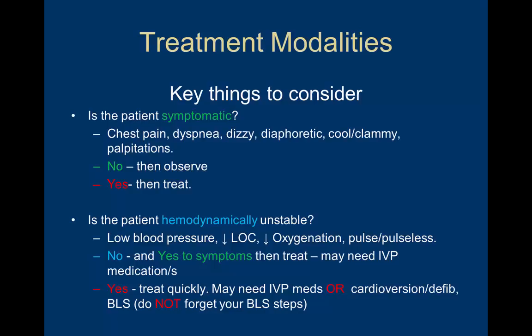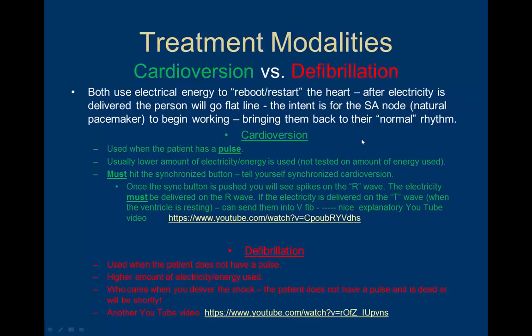So you look at their level of consciousness, their oxygenation, their pulse, their pulselessness. If they have symptoms and they are hemodynamically stable, then you may just observe them, or they may need some slower treatment such as IV push medications. Whereas the individual who is not only symptomatic but also hemodynamically unstable, you're going to have to treat that patient very quickly. You're going to have to do some things that might lead to a faster treatment of that rhythm. And one of those things is the use of electricity.